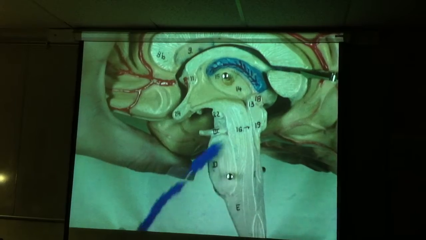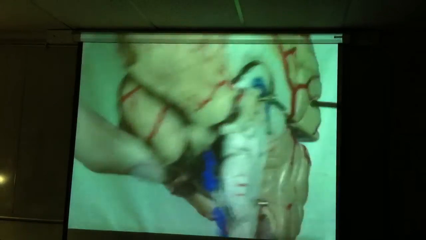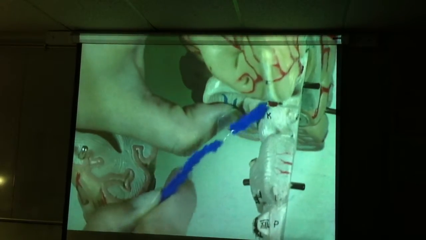We have the pons, the medulla oblongata. The cerebral peduncle is nicely seen right here, the swelling. So it goes cerebral peduncle, the first swelling, then the pons, and then the medulla oblongata.